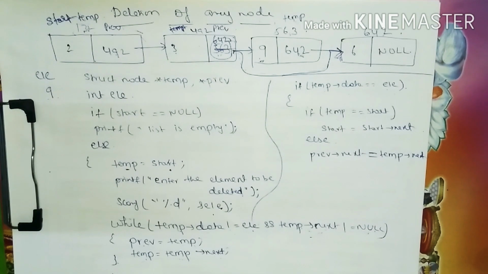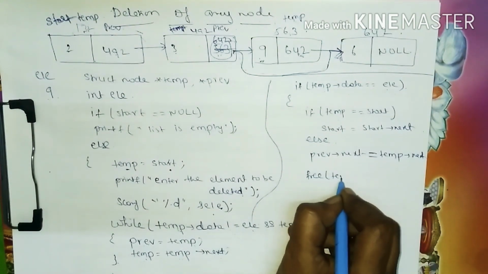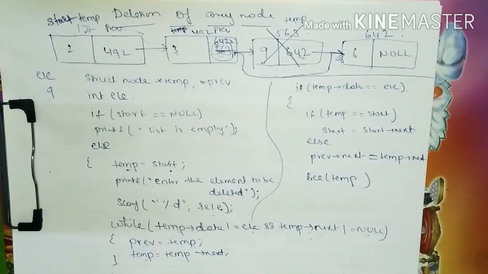After this, now what we have to do? Just say free temp. Then this gets deleted from the list. So this is how we delete.